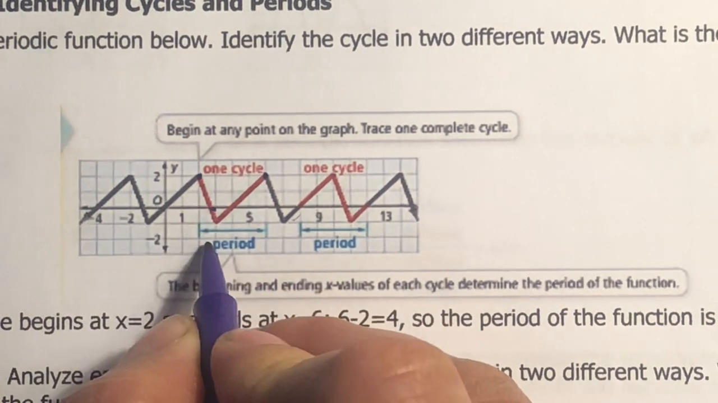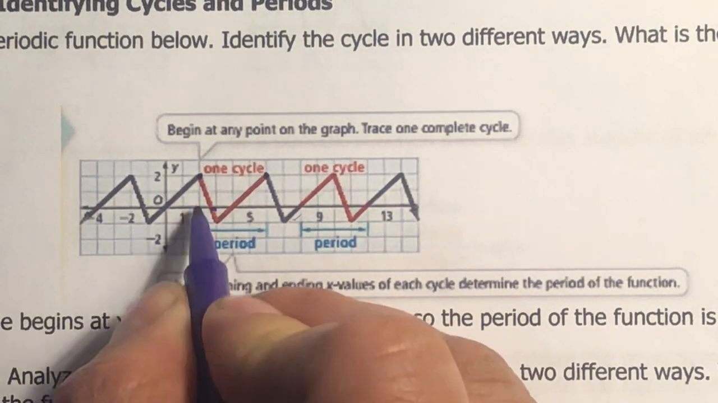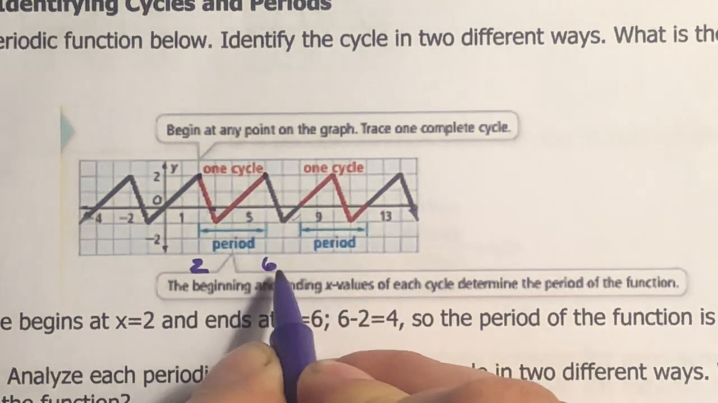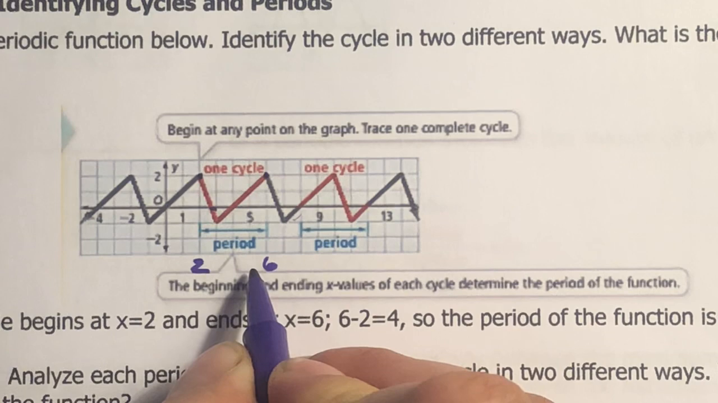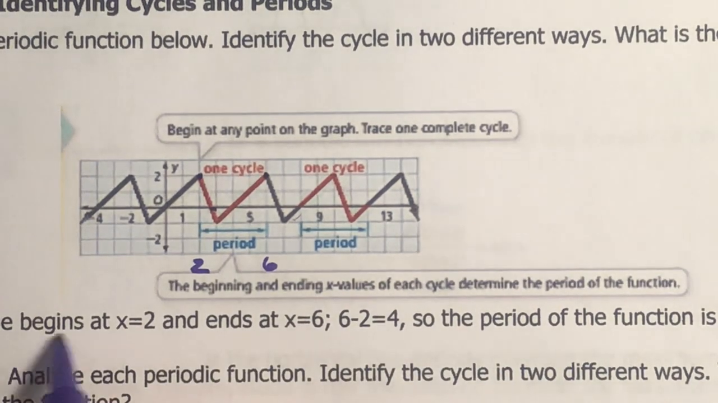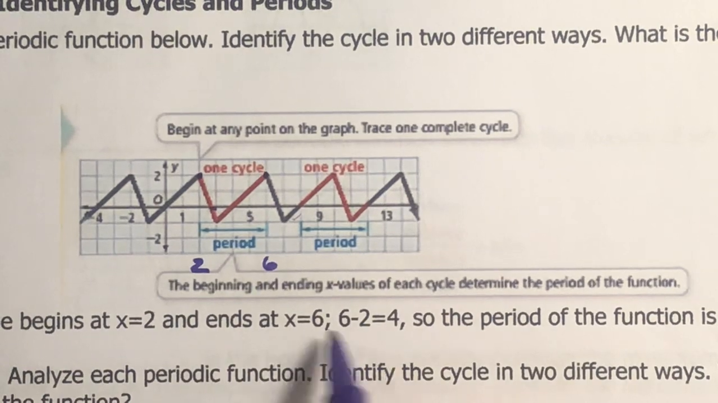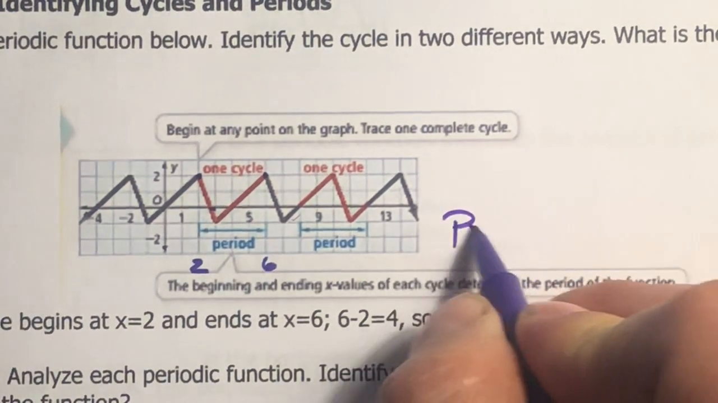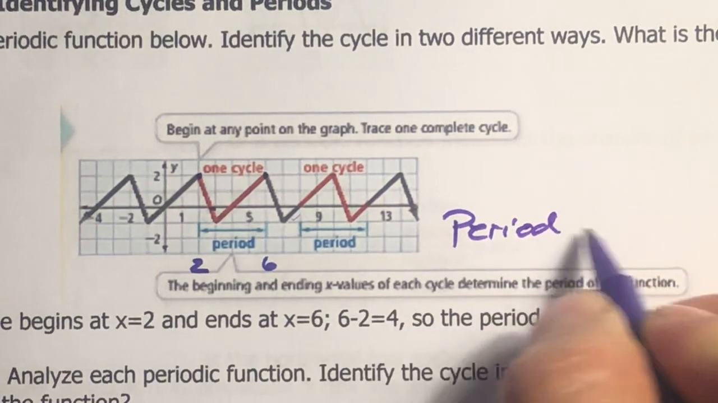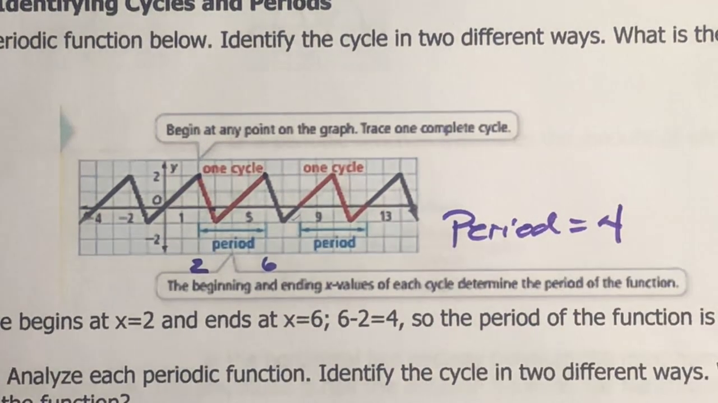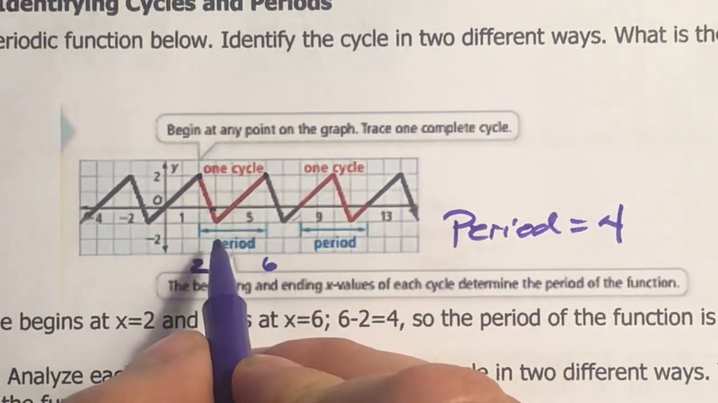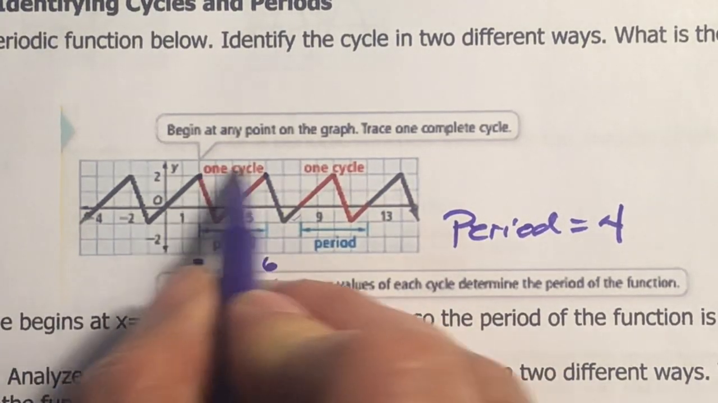If you look here, the period starts at 2 and goes until 6. So one cycle starts at x equals 2 and ends at x equals 6. 6 minus 2 is 4. So the period of this function would be 4. Remember, this is where it gets confusing. The period is the length of that cycle.